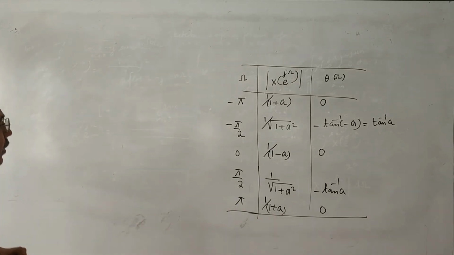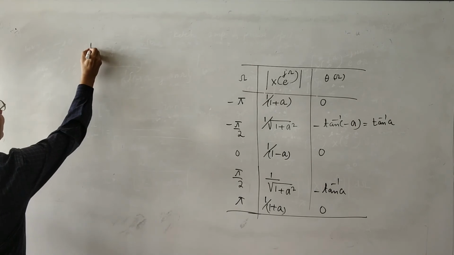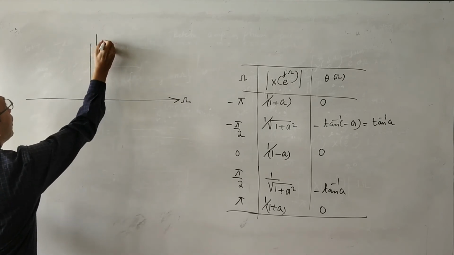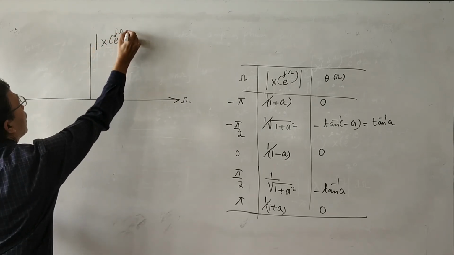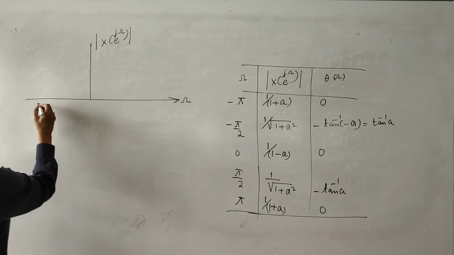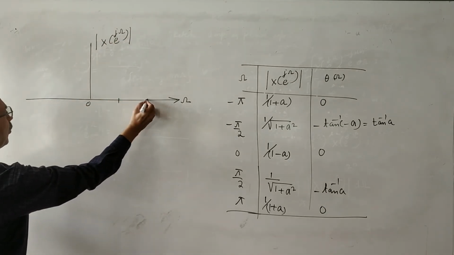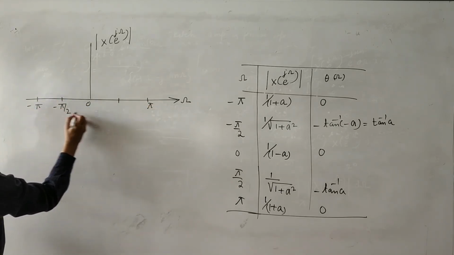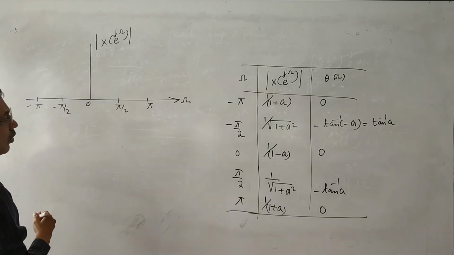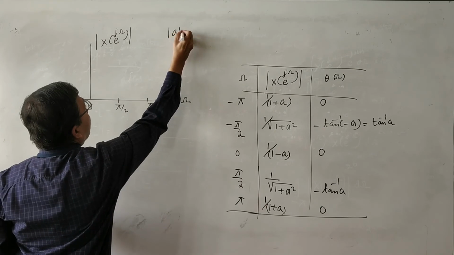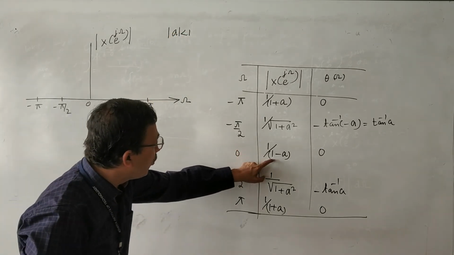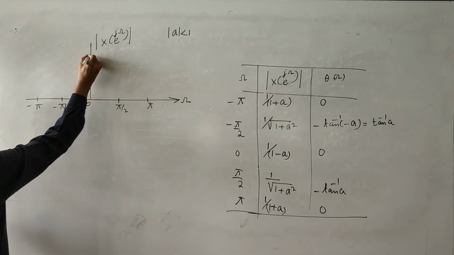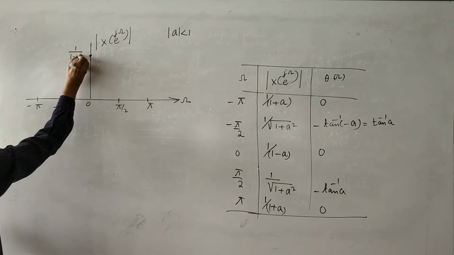Now I am going to plot it. X-axis is omega, y-axis is magnitude of x of e power j omega. This is 0, omega pi by 2, pi, minus pi by 2, minus pi. When omega is 0, please note, mod a is less than 1. That means 1 over 1 minus a is greater than 1 over 1 plus a. When omega is 0, the value is 1 over 1 minus a.